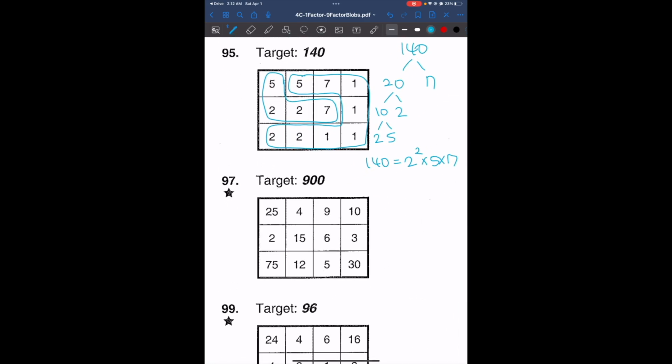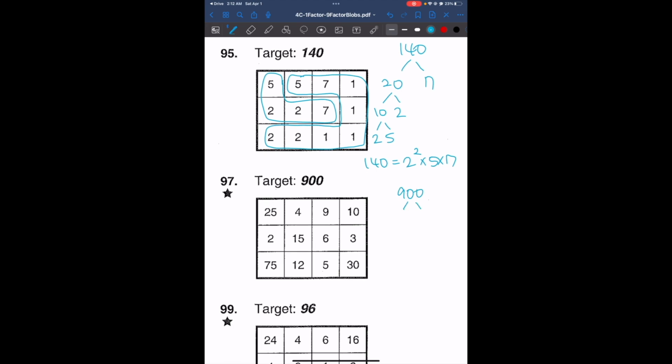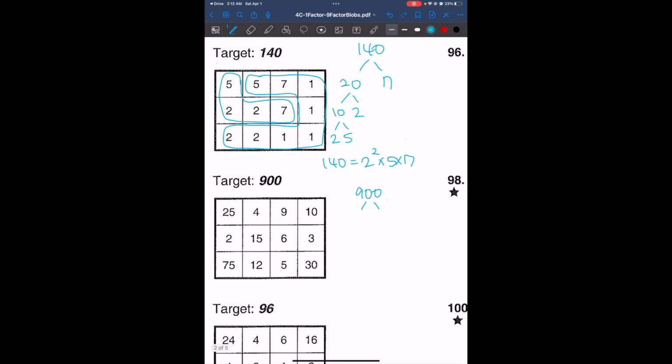Now for problem 97, the target number is quite big. So we're still going to do prime factorization. And since it ends with a 0, we know that we can divide 900 by 10. Again, this can be expressed as 10 times 9, 2 times 5 times 3 times 3. So 900 can be written as 2 to the power of 2 times 3 to the power of 2 times 5 to the power of 2.